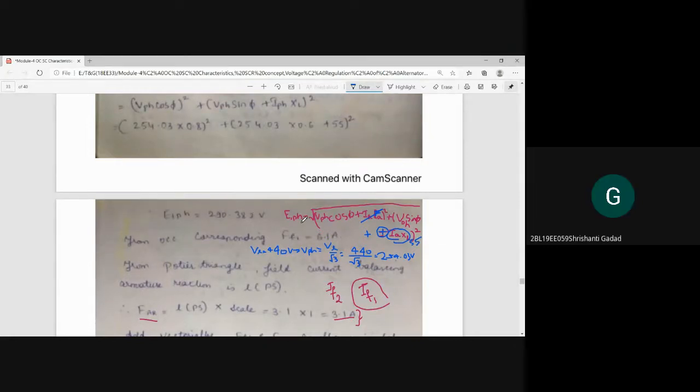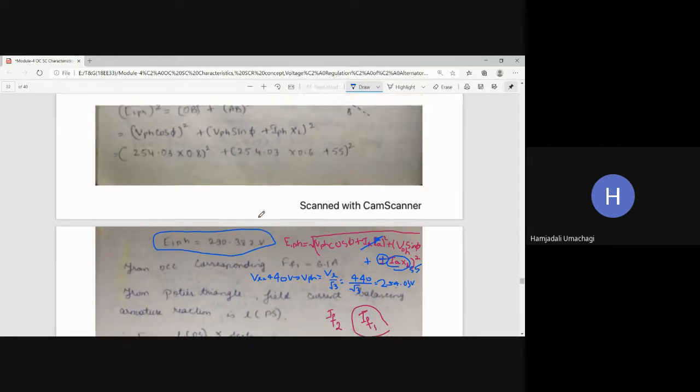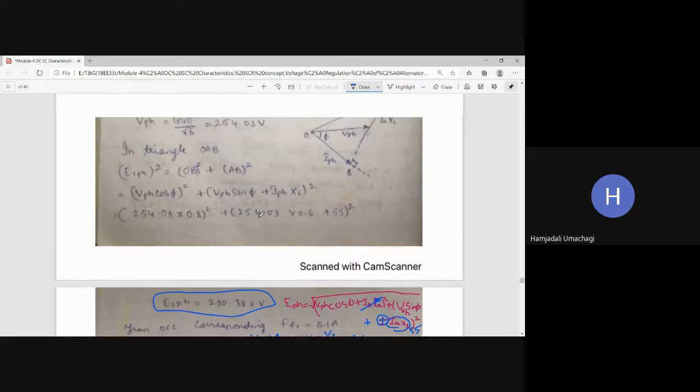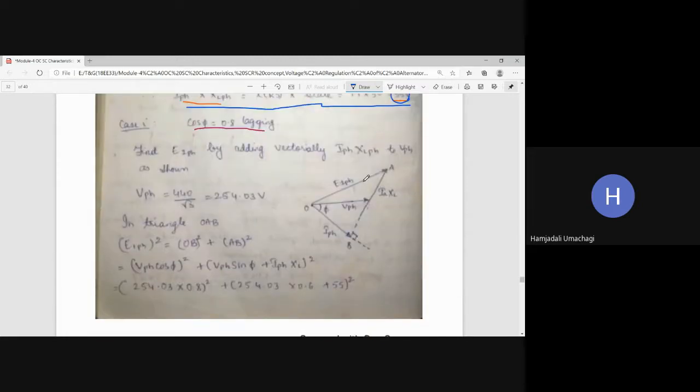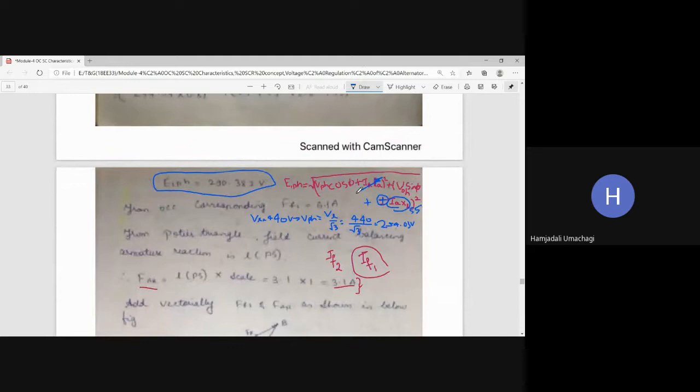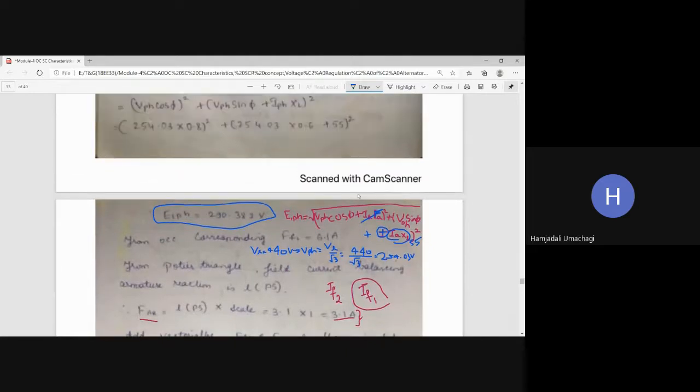290.38, sir. Okay, very good. So here also you have got the same answer, E1 pH as 290.382 volts. In the textbook, they have used all these notations and all. Simply it is complicated. Instead of doing things in this way, it is very simple to calculate just by using this formula. For that sake, directly I am using this formula to calculate E1 pH.